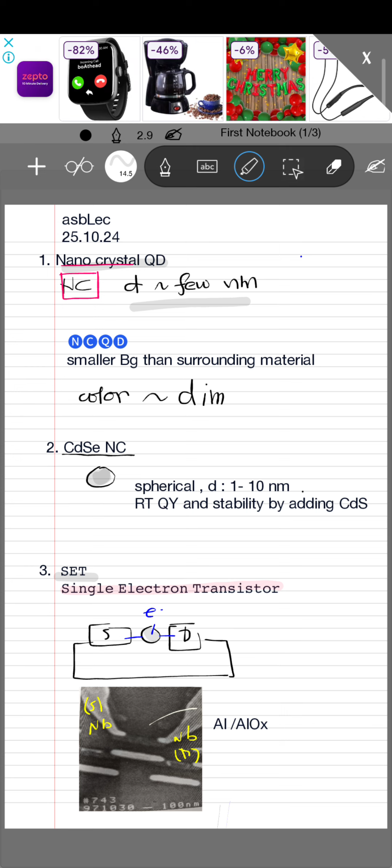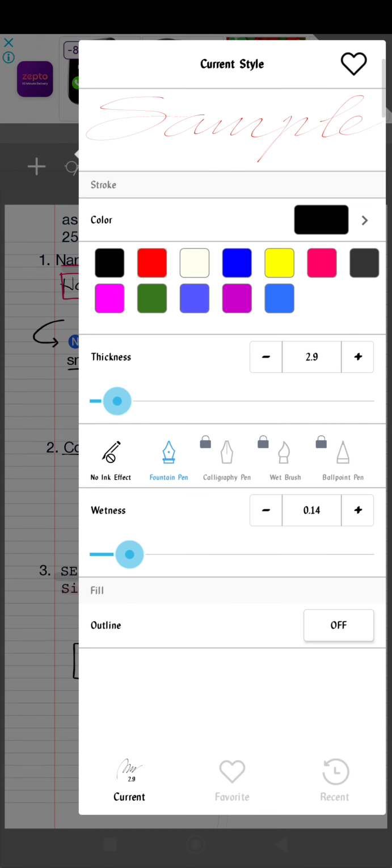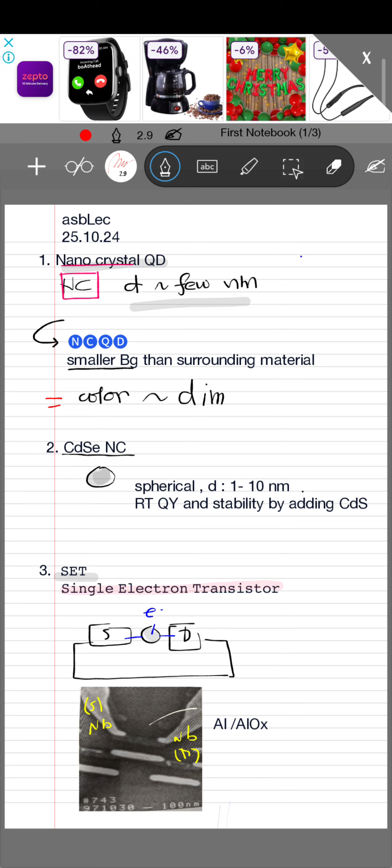Now, the difference between a nanocrystal and a nanocrystal quantum dot is that a nanocrystal quantum dot should additionally have a smaller band gap than the surrounding medium. The advantage of having a nanocrystal band gap is that the color is directly proportional to the dimension. By changing the dimension, you can have different colors.